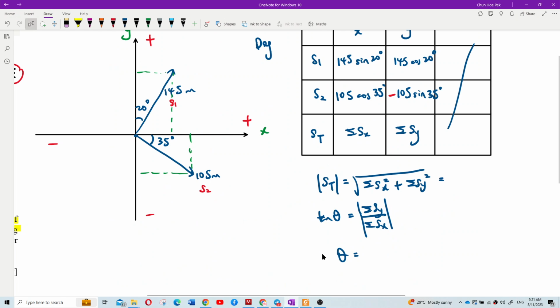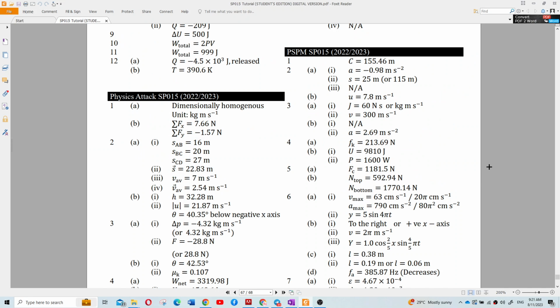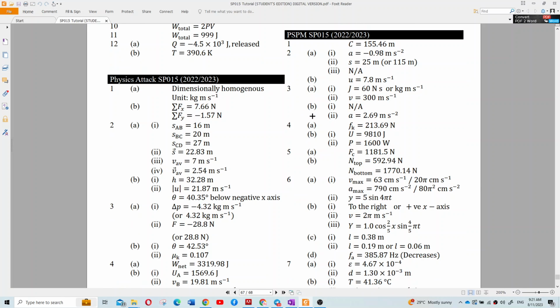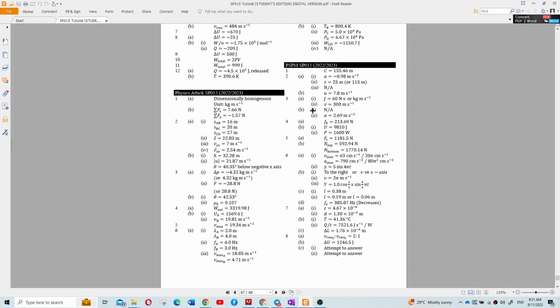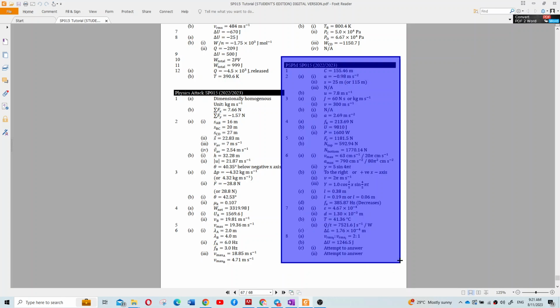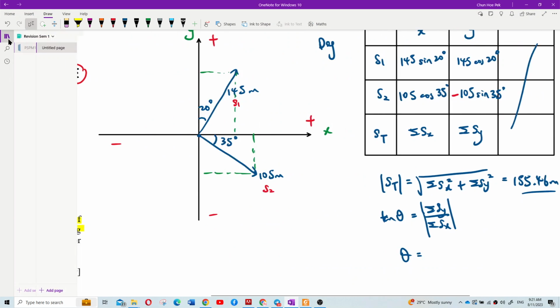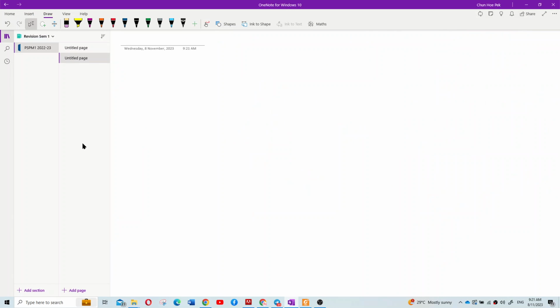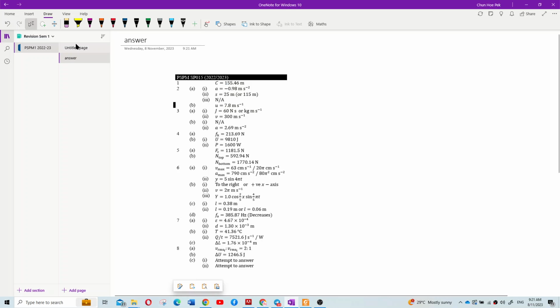So you get 155.46 meter. So direction not needed. Why? Okay, let me just copy the answer here first, because I need to refer to this always. Copy the answer. Yeah, that's nice.